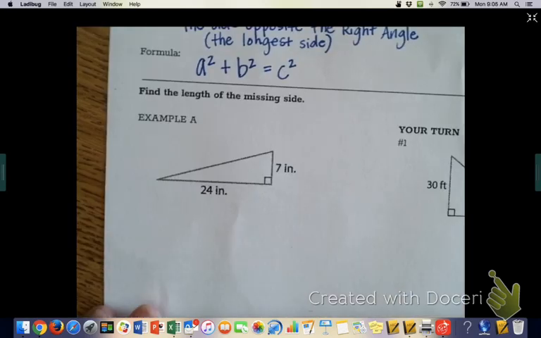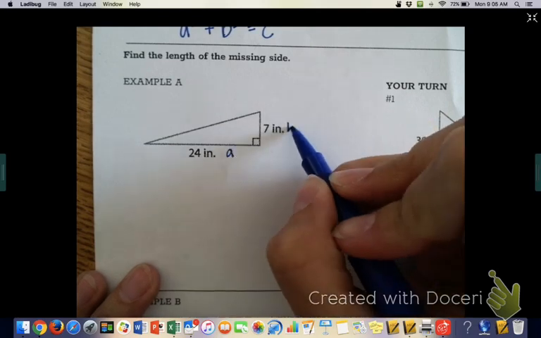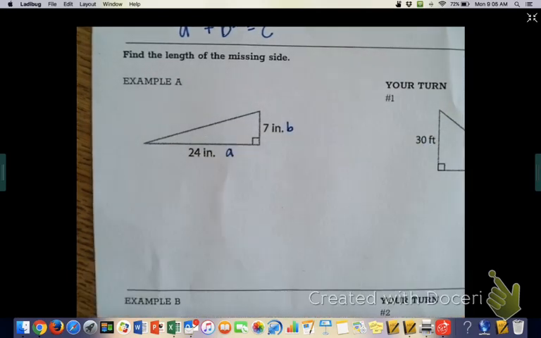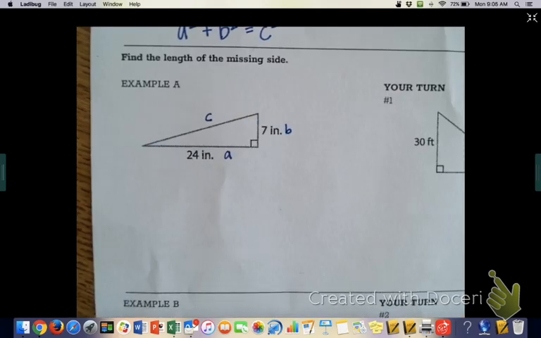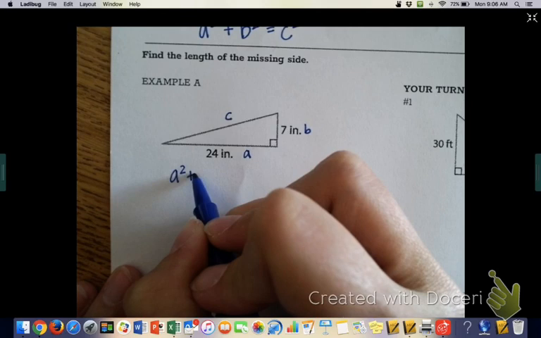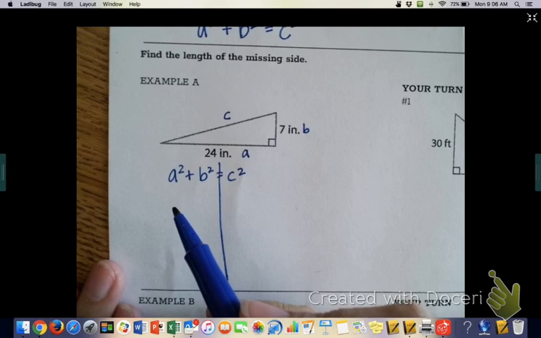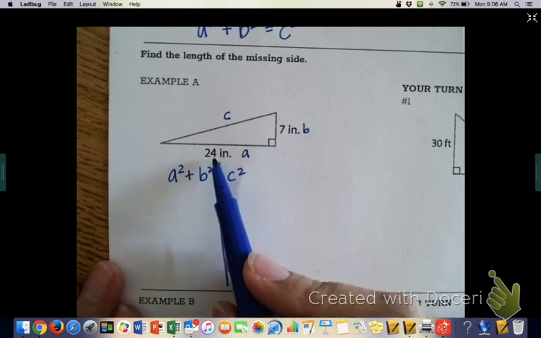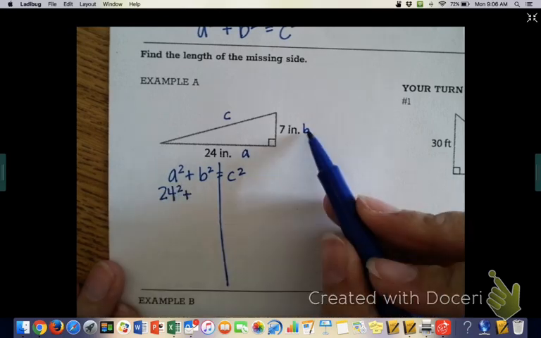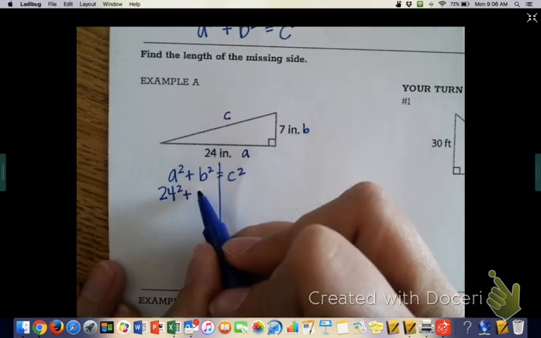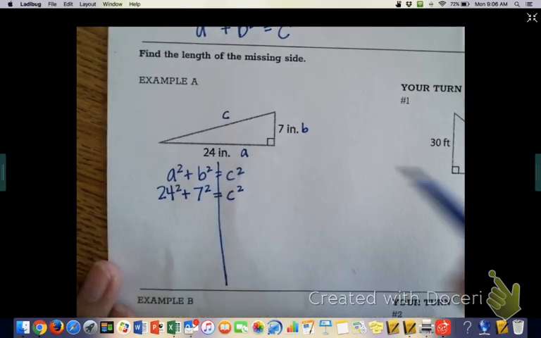Okay, so here's your example. First, you need to know these are the two legs. You can call this side A and this side B, or this side B and this side A. The order, again, doesn't matter. This is the C, and we are missing that C side. So if you set it up, A squared plus B squared equals C squared, you're just going to solve an equation. I'm calling this side that's 24 my side A, so that would be 24 squared, plus B, I'm calling that side my 7-inch side, so 7 squared, and it equals, we don't know, so we're just going to call that C squared.